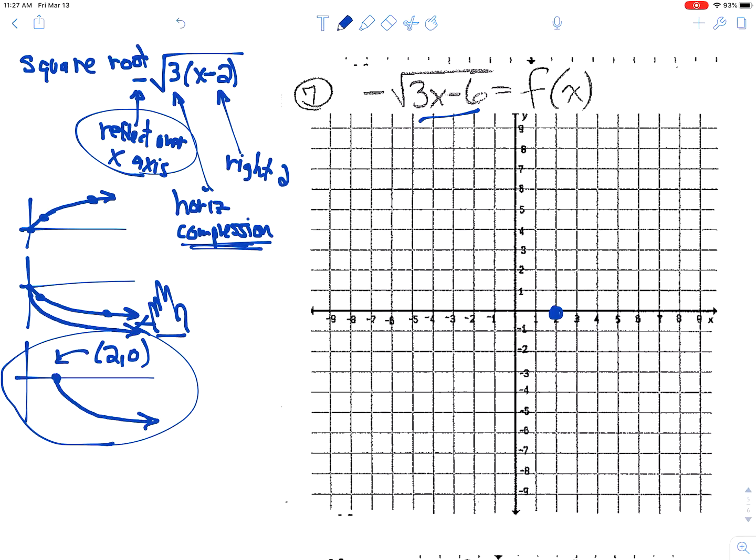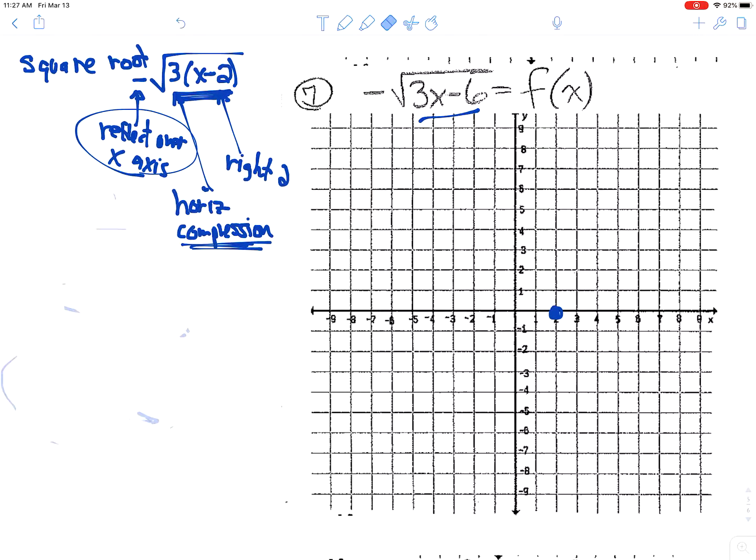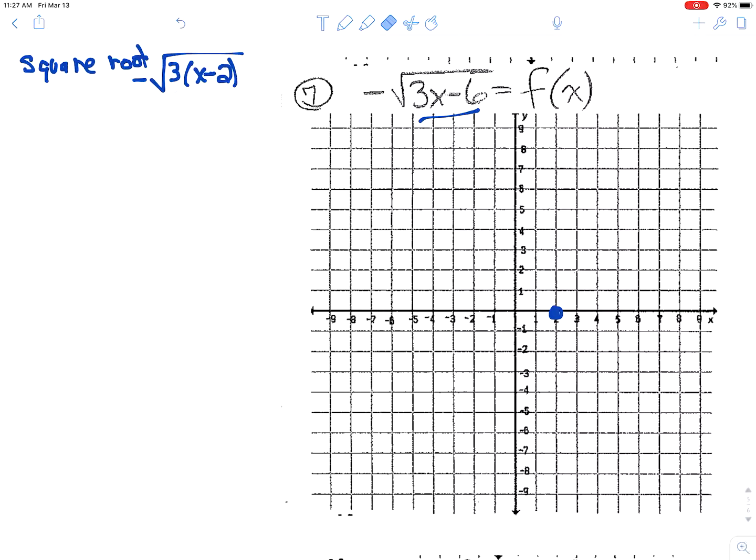That's helpful. Now, the second reason why this makes number 7 tough is because we had to tease out this piece in here so we could see what the 3 transformations are. I'm actually going to go back, and to find points, I'm going to go back to the original one, negative square root of 3x minus 6.